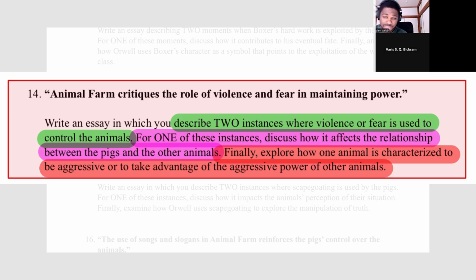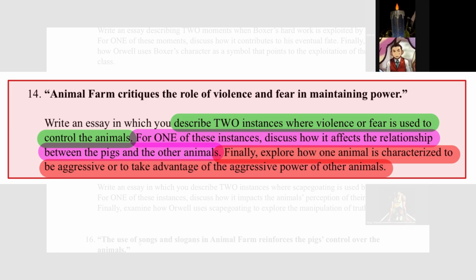The last part of the question is usually something about a technique or device. In this case, the technique is characterization. How is one character portrayed in a particular way? How does the author give us an idea of a particular character? All right, let's think for 5 to 10 minutes, and then we'll share our brain dumps, our plans. We're not writing the essays, we're just writing the essay plans.